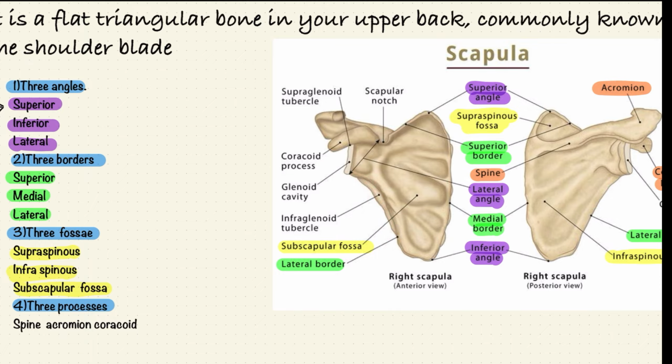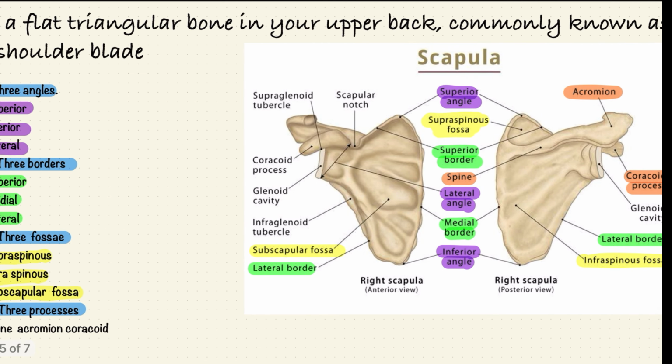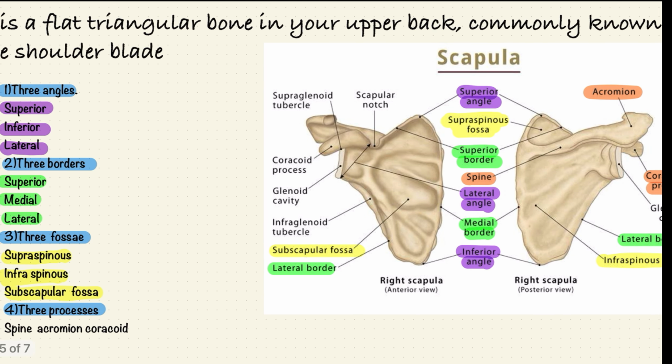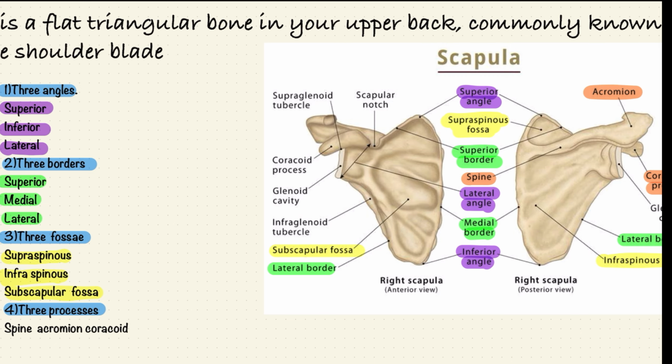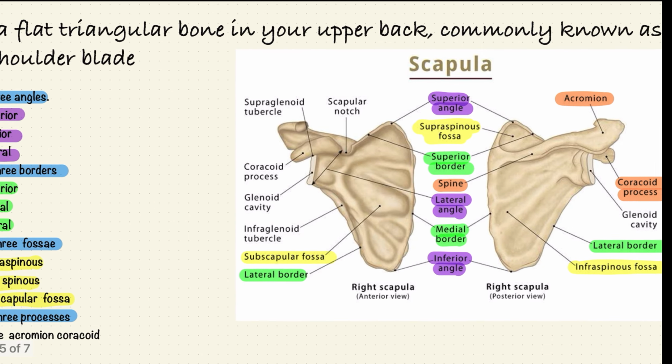Okay, we have three fossae, that is supraspinous fossa, infraspinous fossa, and lastly subscapular fossa. इसके साथ साथ we have three processes, that is spine, acromion and coracoid process.